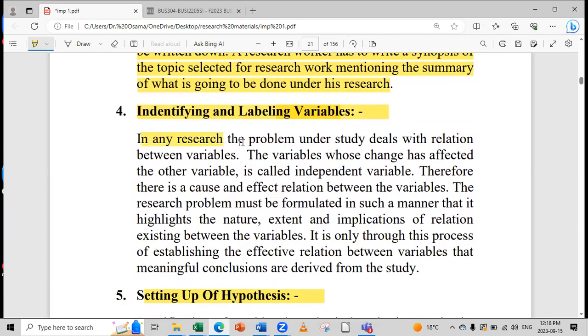In any research, the problem under study deals with the relation between the variables. Look at this, the relation between the variables. Variables whose changes affect the other variable. So we'll study here the independent and the dependent variables. Therefore, there is a cause and effect relation between the variables. That's right. There is a relationship of cause and effect.